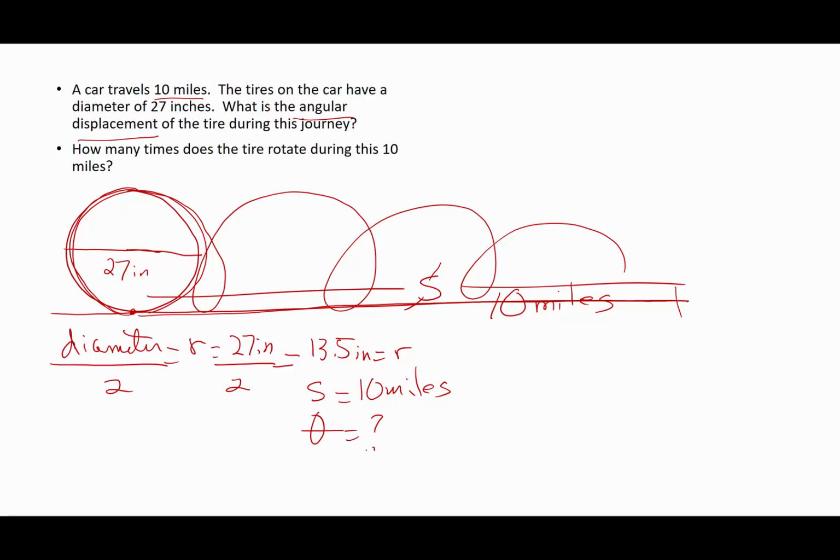Now, this is like learning a new language when you start going to the rotational world. So pay attention to the words very, very carefully. That's where I have a tendency to get confused. My equation for arc length is theta is equal to S over R, and these two must be in the same units. So this is in inches, this is in miles.